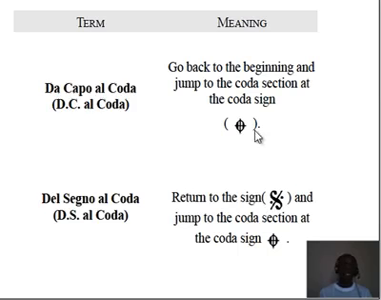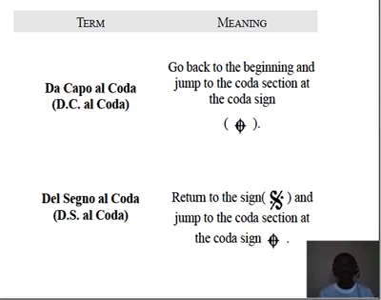Let's talk about more terms. We have da capo al coda. It means go back to the beginning and jump to the coda section at the coda sign. Dal segno al coda means return to the sign where you saw this sign, and when you see this other sign, jump to the coda section at the coda sign.